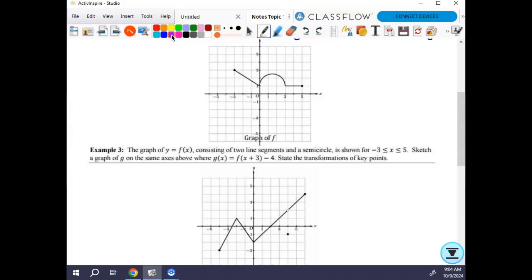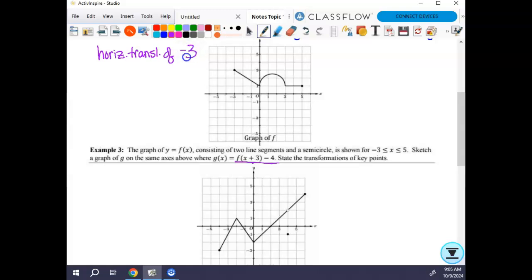So let's start with what we were doing up there, and look at this, and I know that 3 affects x, right? So that means it is a horizontal translation of what?